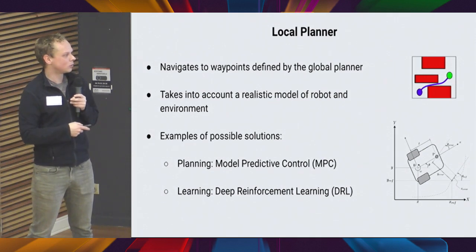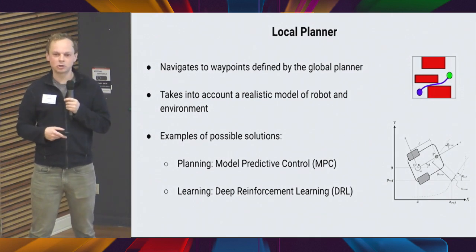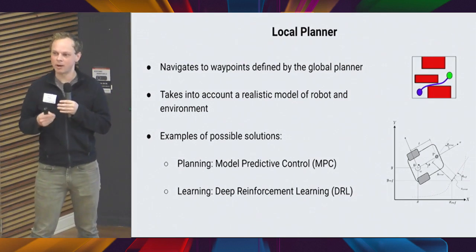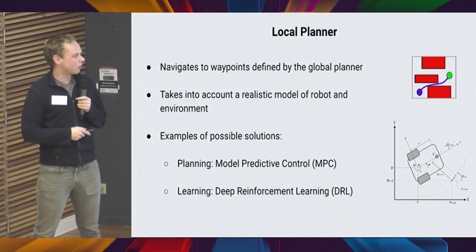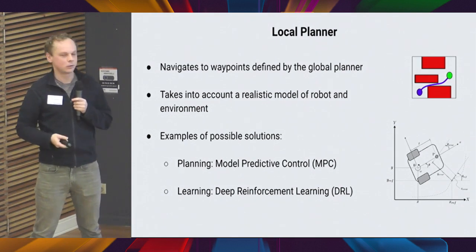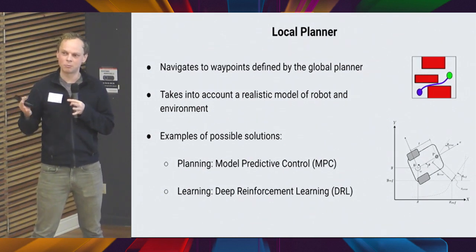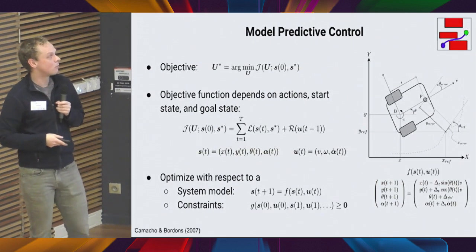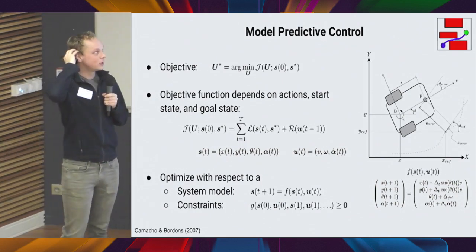Here we will talk about two possible solutions. The first one, which we're also using in the project, is model predictive control, and that is a planning algorithm. You give it the map and it plans in the map. A second solution, which we are currently also working on, is deep reinforcement learning. Here you learn to navigate, so it's not planning in that sense anymore. Let's start very briefly with model predictive control. We have a few formulas, but I won't go into details.